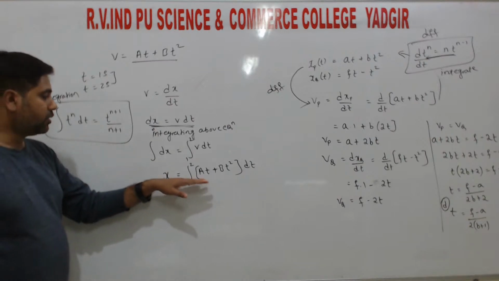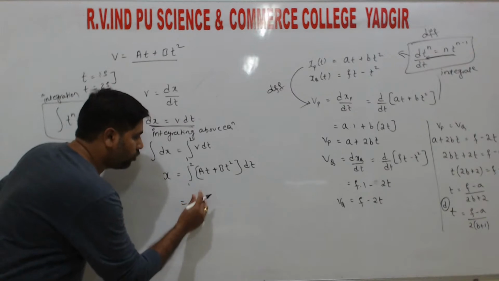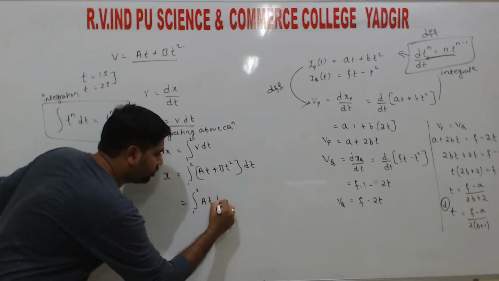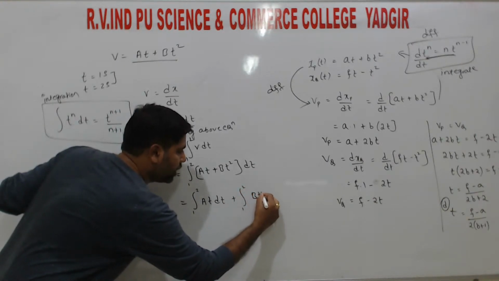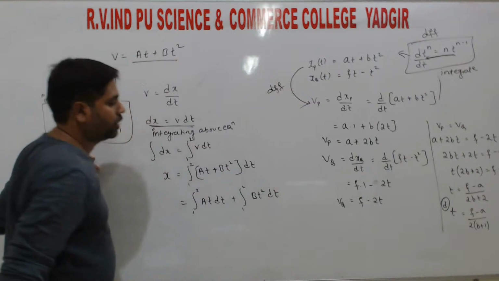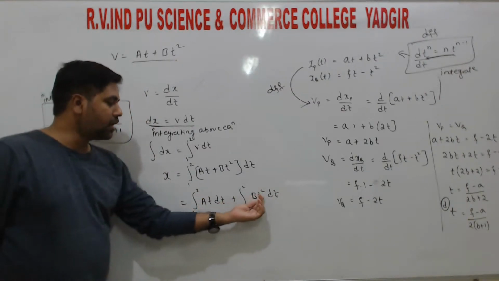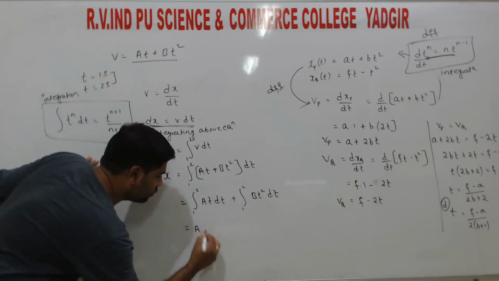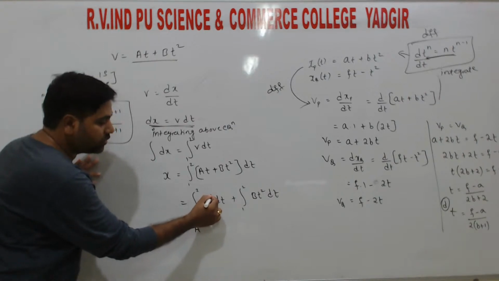So the formula is the same, but the limits we can substitute later, right? So here we can write this as the integral from 1 to 2 of a t dt plus the integral from 1 to 2 of b t square dt. So we can write this as two separate terms, a t and b t square. Here a is a constant, right? So keeping a as is, here t has power 1.